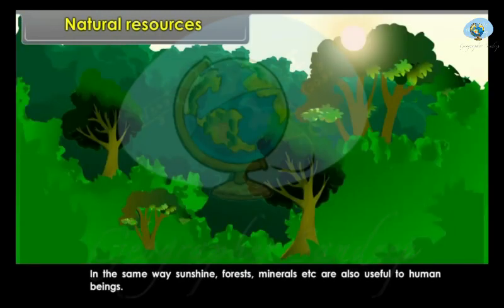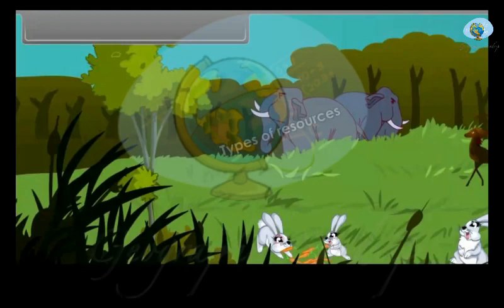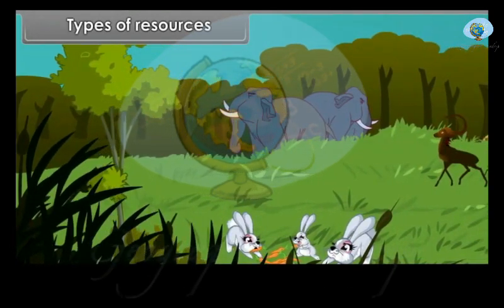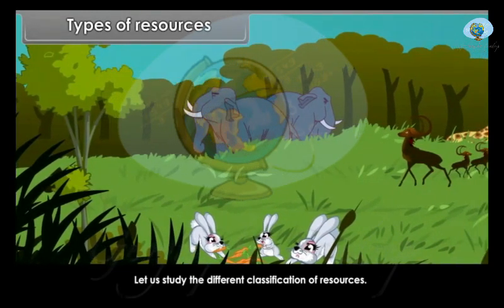In the same way, sunshine, forests, minerals, etc. are also useful to human beings. In short, the gifts of nature which satisfy our human wants are known as natural resources. Types of resources. Now, let us study the different classification of resources.